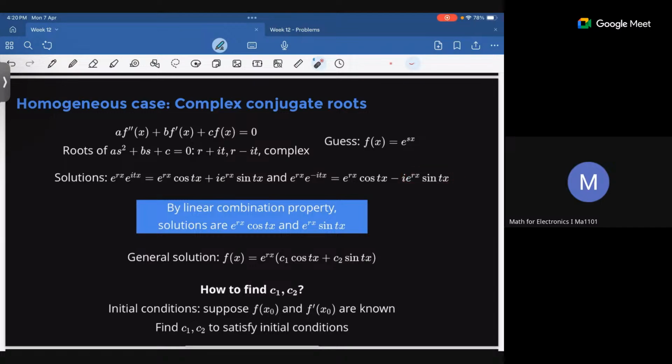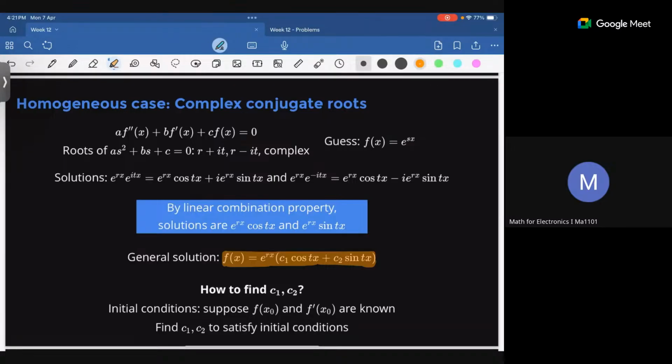Therefore, by the linear combination property, the solutions will be linear combinations of e power rx cos tx and e power rx sin tx. So the general solution in this case will be of this form: C1 into e power rx into cos tx plus C2 into e power rx into sin tx. And if you pull out e power rx, you will have e power rx into (C1 cos tx plus C2 sin tx).